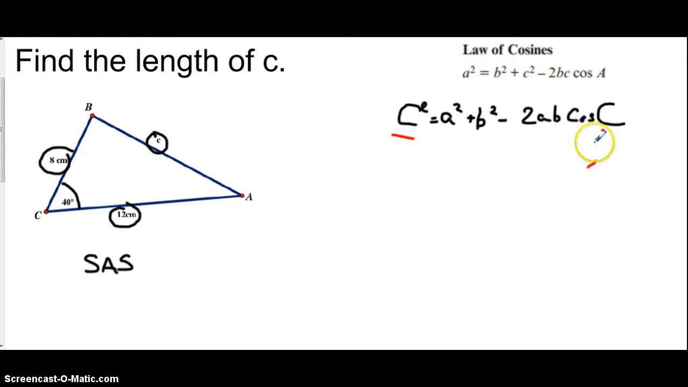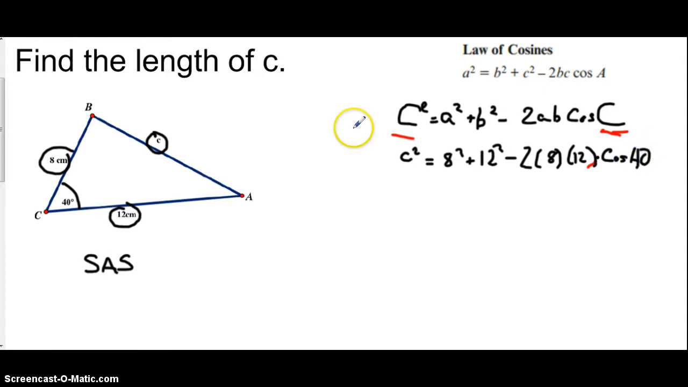And the ones that I know are going to be over here, okay? So remember, the missing one always goes over here. Now, since I know 8, 12, and 40, let's plug it all in. So I know over here, this is going to be C squared equals 8 squared plus 12 squared minus 2 times 8 times 12 times the cosine of 40.